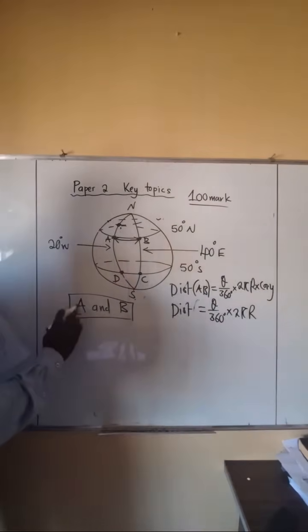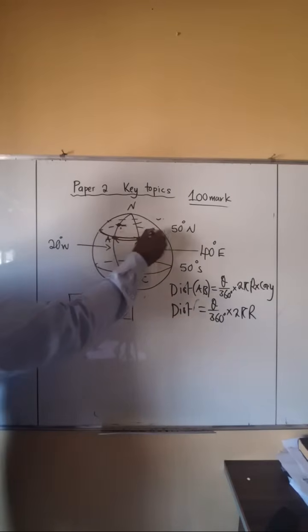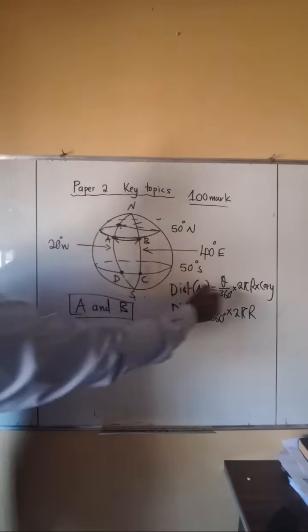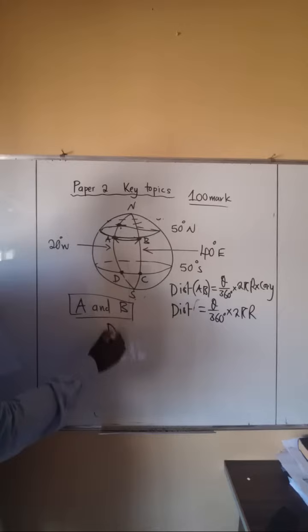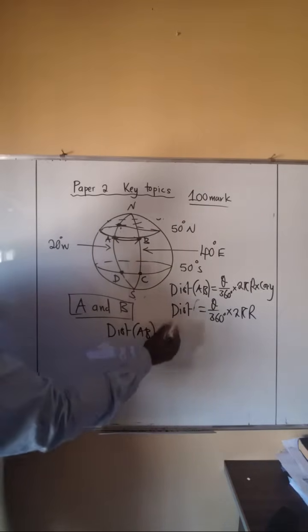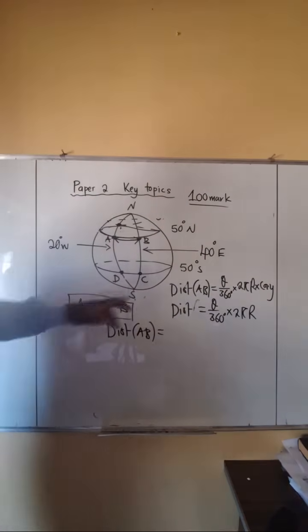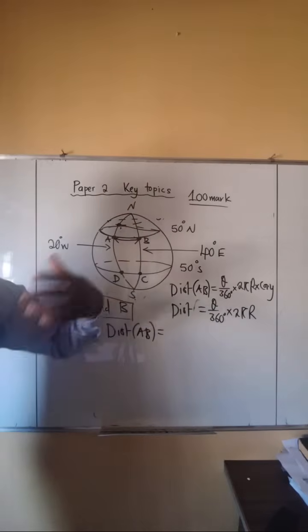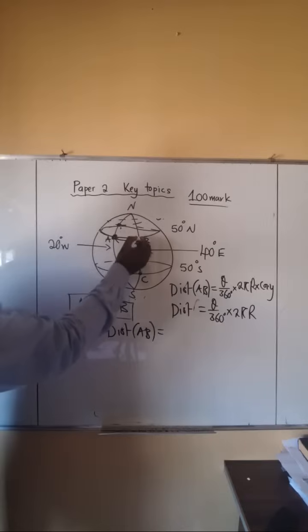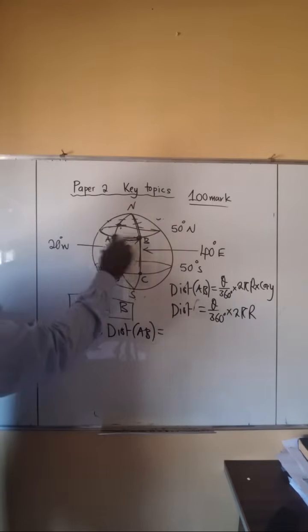So now we're finding the distance between A and B. This is the latitude, and for distance along the latitude we use the first formula. Distance AB is equal to theta. Theta here is the difference, so we're going to find the difference. Can you see where A is? It's right here, and B is here. What is the difference between these two points?